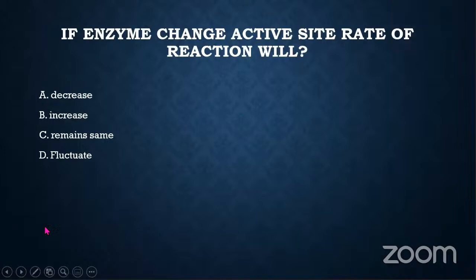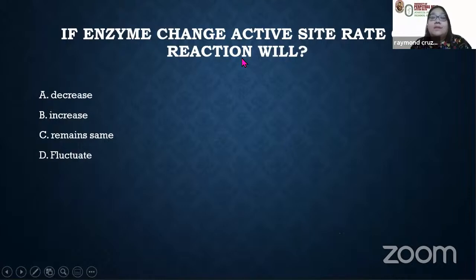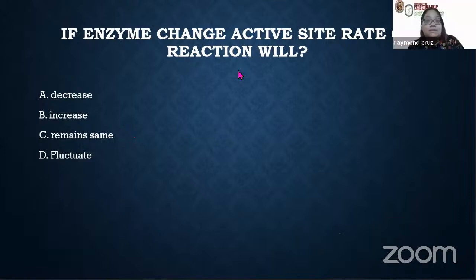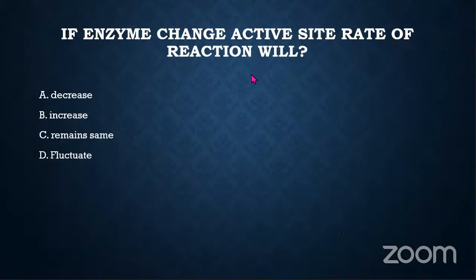Okay, so a review. If an enzyme changes the active site, the rate of reaction will: A, decrease; B, increase; C, remain the same; D, fluctuate. What is your answer? Anyone?